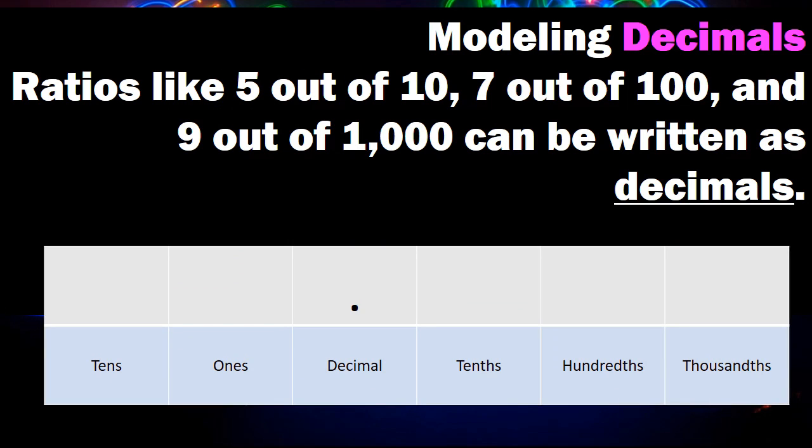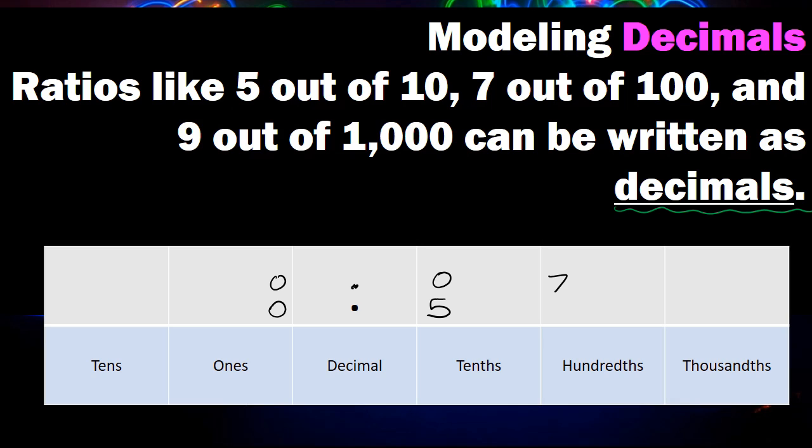For modeling decimals, ratios like 5 out of 10, 7 out of 100, or 9 out of 1000 can be written as decimals. Here we have our place value chart. If we have the ratio 5 out of 10, our decimal would have a 0 in the ones place, and a 5 in the tenths place. If we have the ratio 7 out of 100, we'd have a 0 in the ones place, a 0 in the tenths place, and a 7 in the hundredths place.